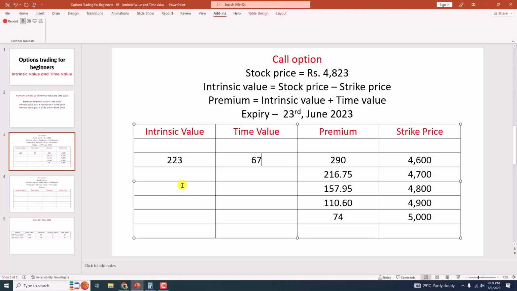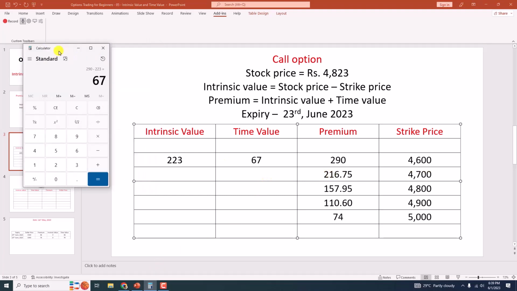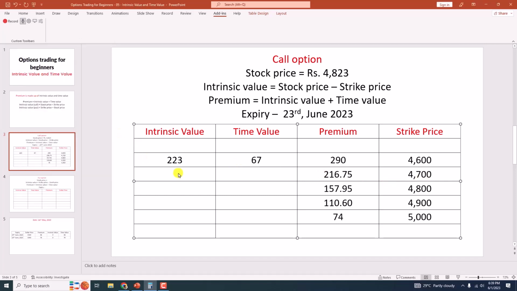Now what is the meaning of intrinsic value? What is the meaning of time value? I will explain later. Do not worry about it right now. Now let me calculate for this strike price. Stock price 4823 minus strike 4700 is equal to 123 rupees, which is the intrinsic value of this option.